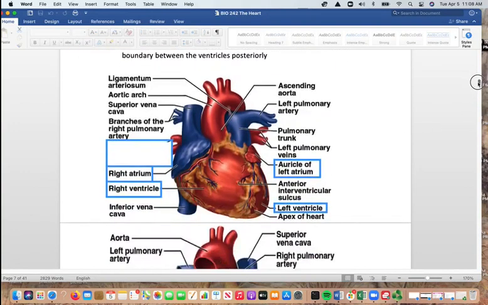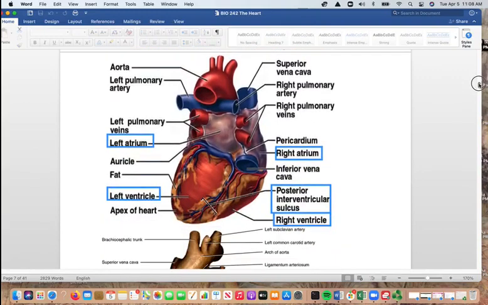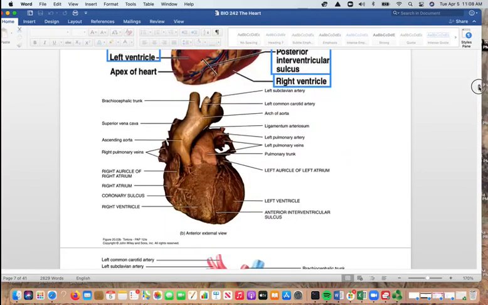So we've got a couple pictures here that you're able to see this. You can see the anterior interventricular sulcus, and then your posterior interventricular sulcus here. So again, you can see the anterior here on a picture of a real heart.